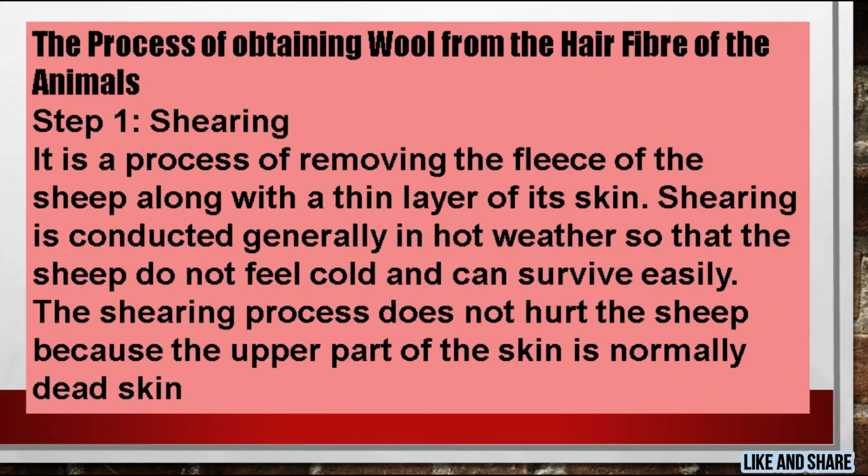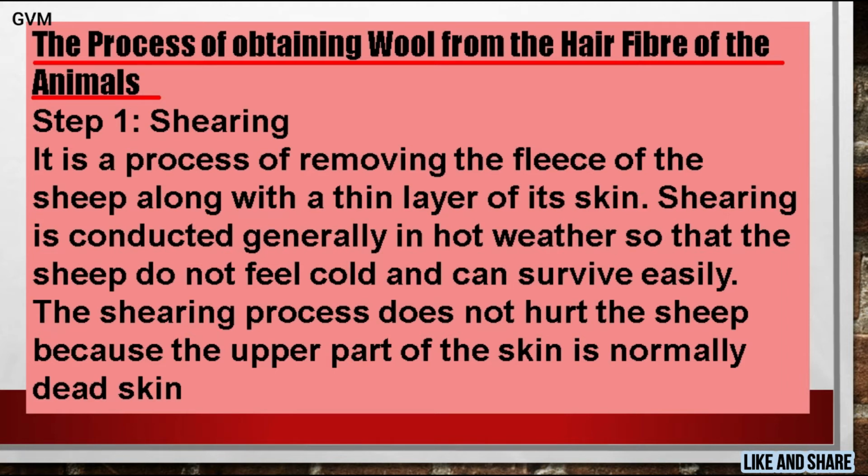Students, now the next topic is the process of obtaining wool from the hair fiber of the animals. In this part of the content, we introduce the step by step production method for getting wool fiber. And students, you will be surprised to know that the wool which is used for knitting sweaters or weaving shawls is the finished product of a long process. So now let's discuss this long process stepwise.